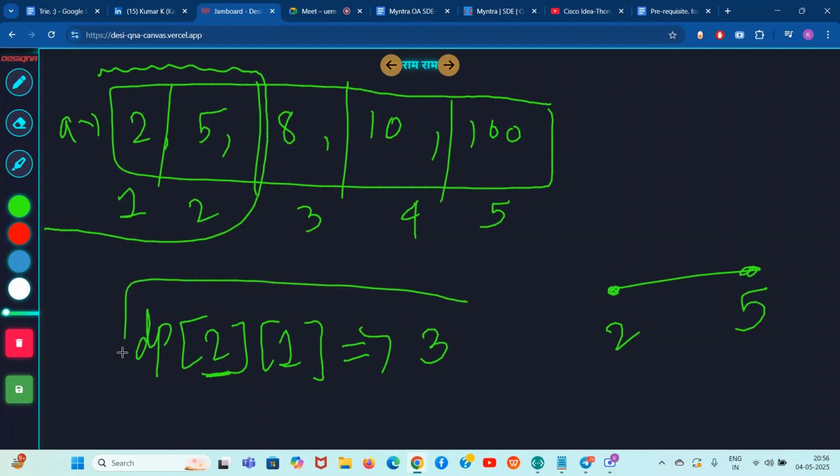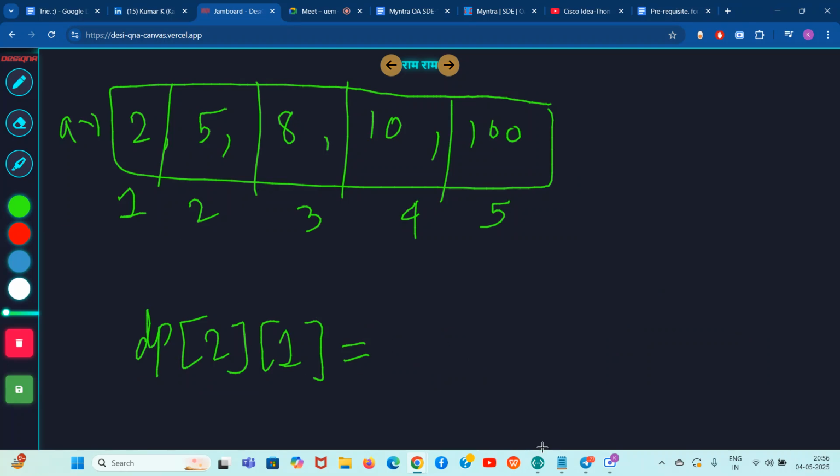dp2 of 1 is 3. This means that if you consider the first two elements, what is the minimum cost to give them one food? What will you do to calculate this? Take the two elements and calculate their median, put the food at the middle, calculate the cost. So dp2 1 is 3. Now let's give a harder question to you people.